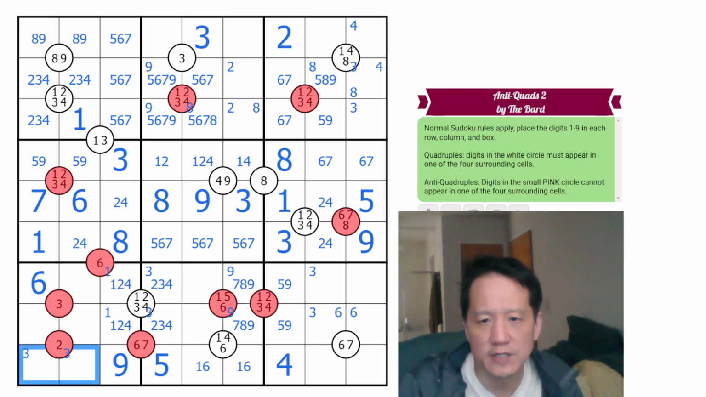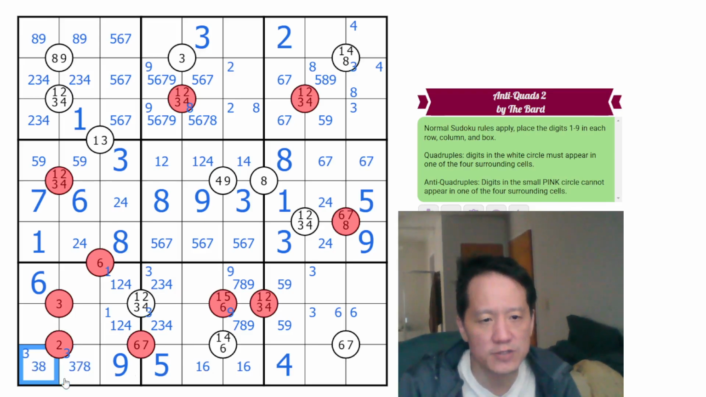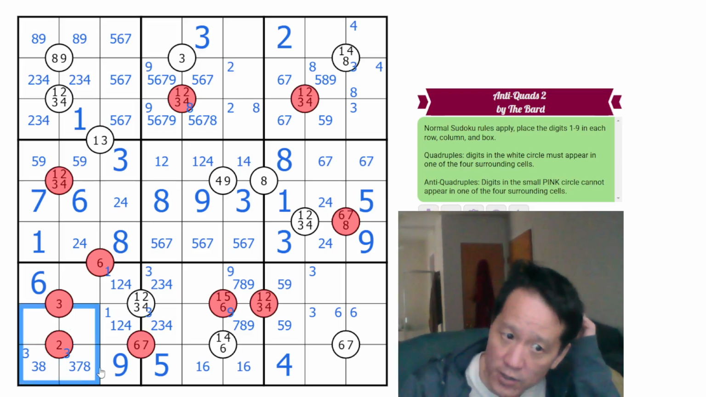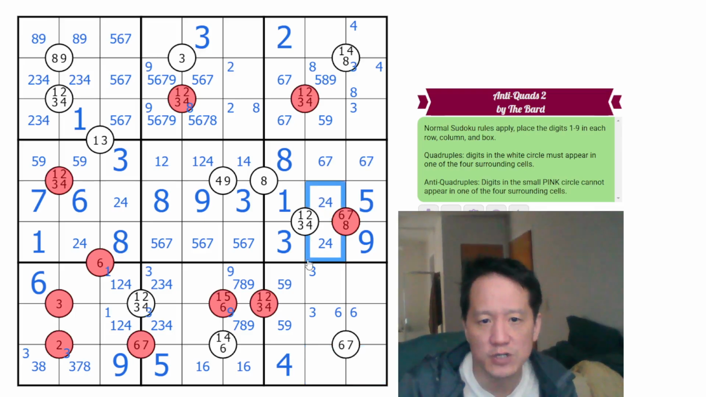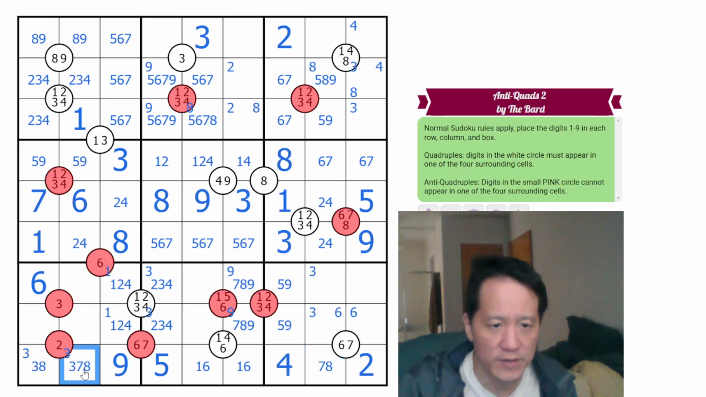Okay, what are the remaining digits here? This cannot be 2. It could be 2, 3, 7, or 8. So this could be 3, 7, or 8, but this can't be 7. This can't be 2 because of the anti-quad rule. So the 2 has to be one of these two, and this can't be 2 because of the 2, 4 pair in the column. So therefore, this must be a 2. This then has to be 7 or 8.